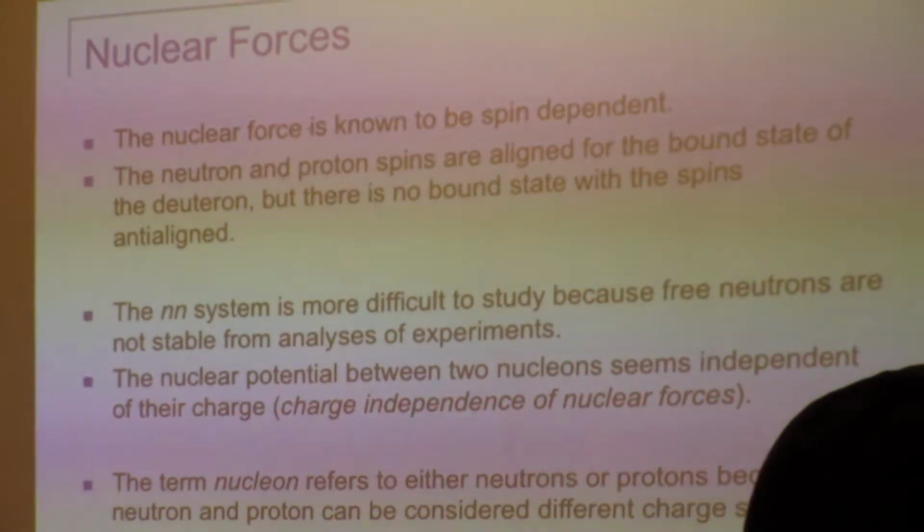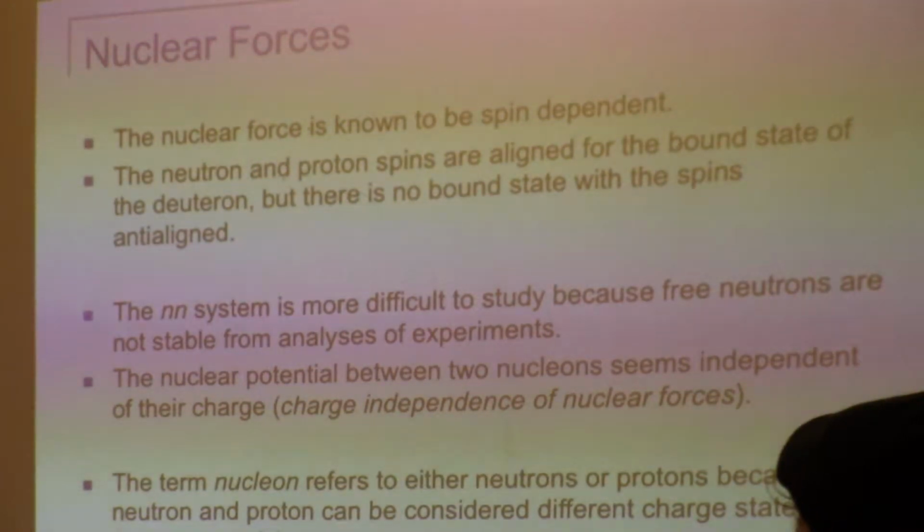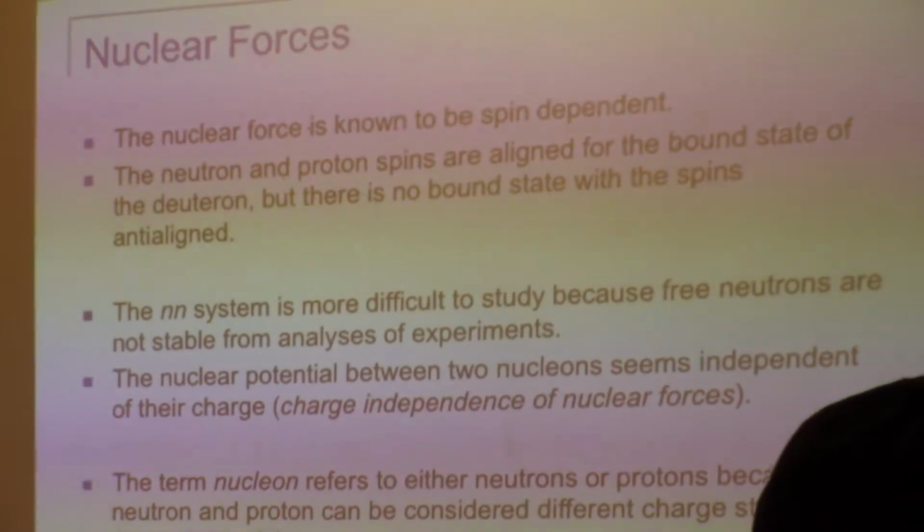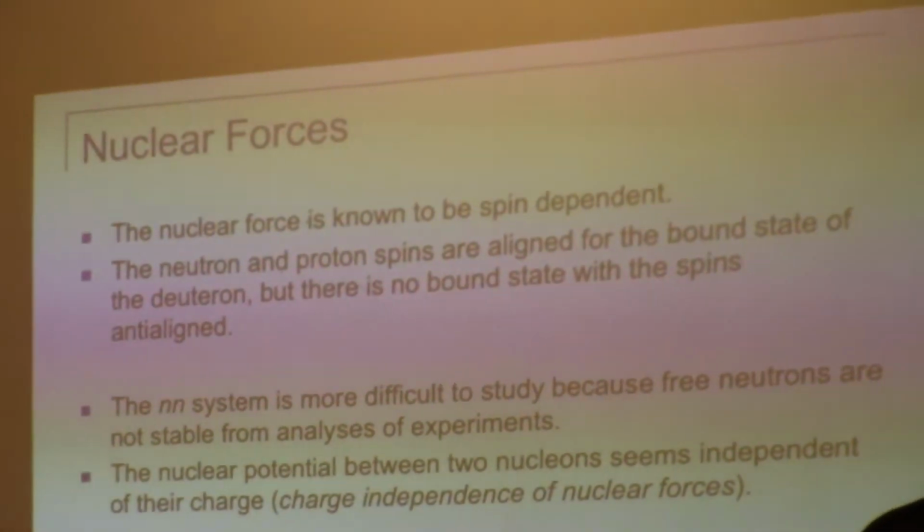The NN system is more difficult to study because free neutrons are not stable for experimental analysis. This means if we have a system only with neutrons, it's not stable, so it's going to be moving and it's not going to be enough to have analysis of the experimental data.